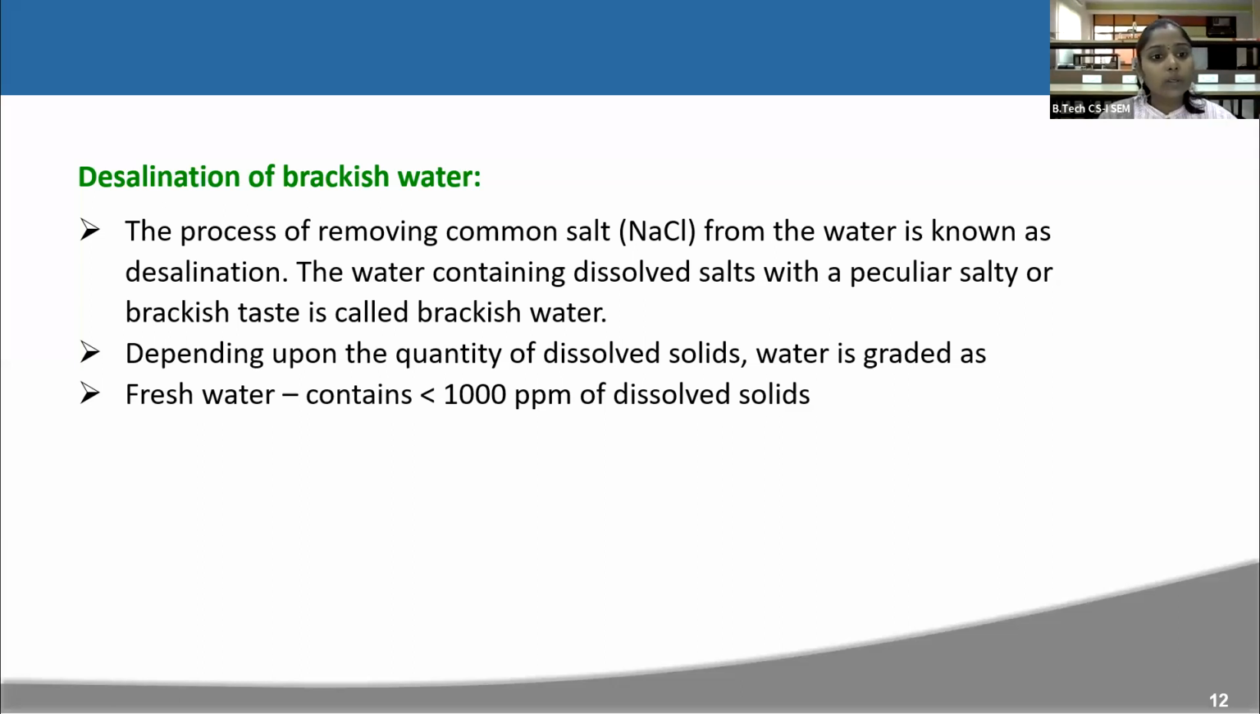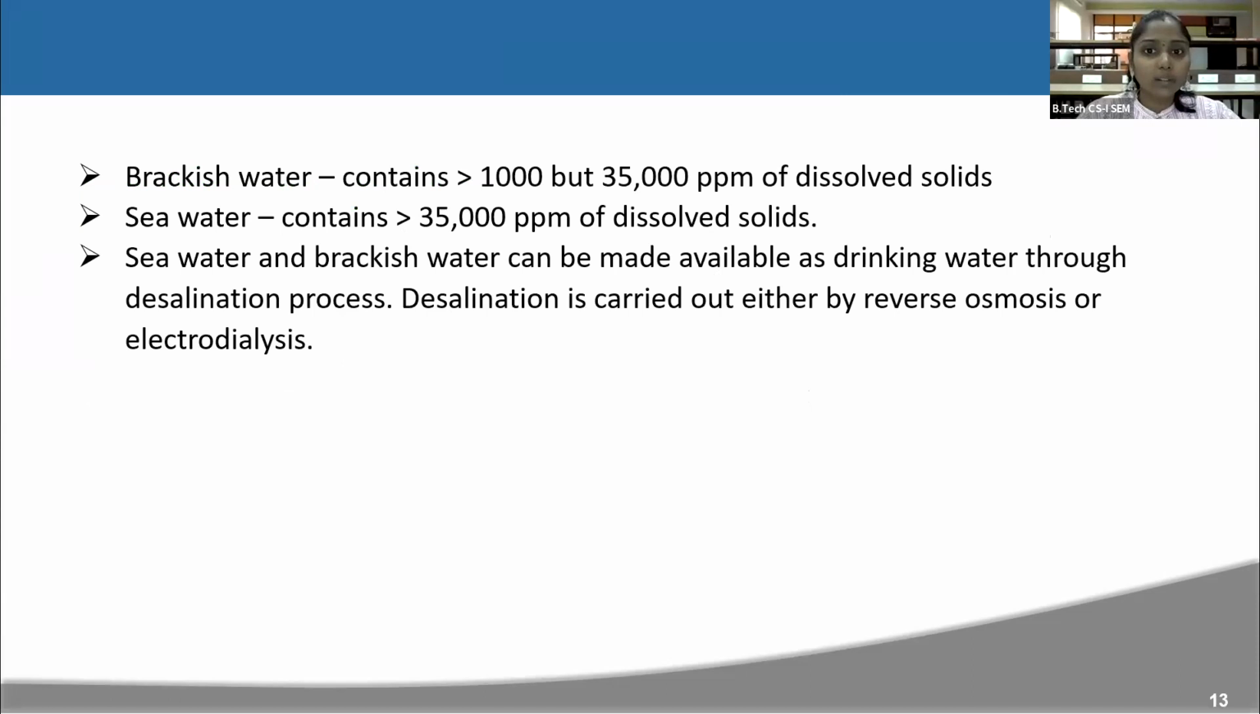Okay. So depending upon the quantity of dissolved solids, water is graded as fresh water, which contains less than 1000 ppm of dissolved solids. Okay. And next one is brackish water.